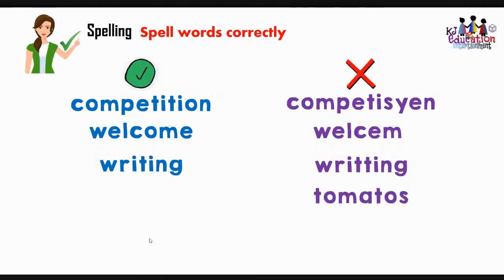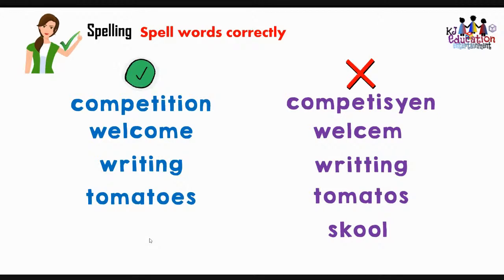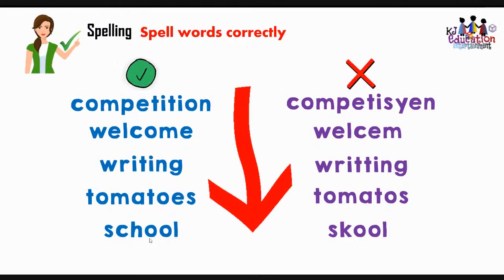Okay, the next one, tomatoes. Yes, ES. All right, so you need to spell it with ES. All right, the next one, school. Now, this is very common. So, what do you think it is? Exactly, SCHOOL, school.